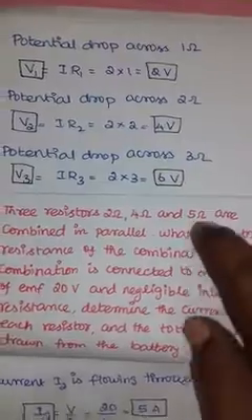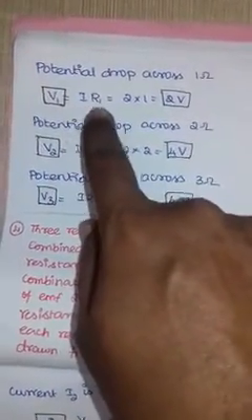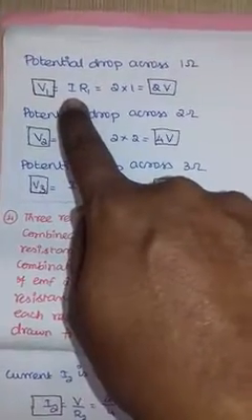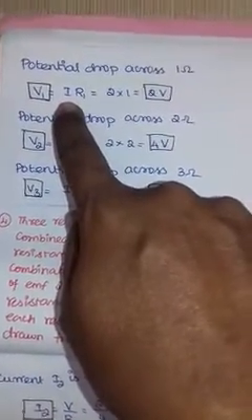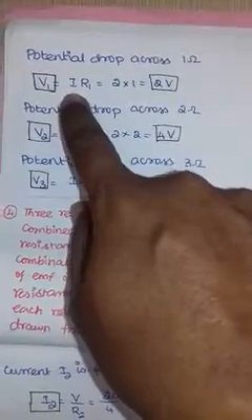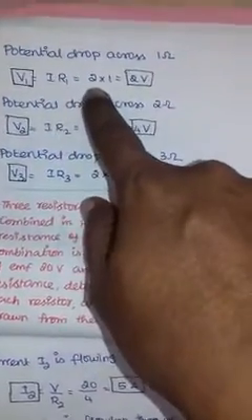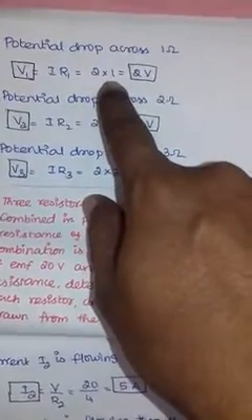And what they are asking now is the potential drop across 1 ohm. So, V1 is equal to I into R1, since the resistors are connected in series. So current is constant, I remains constant for all of them. So I into R1. I is 2 ampere, as we found, R1 is 1 ohm, so 2 into 1, 2 volt.